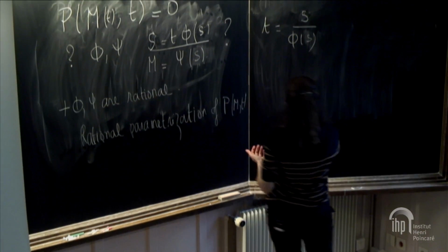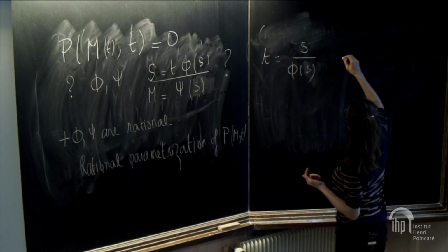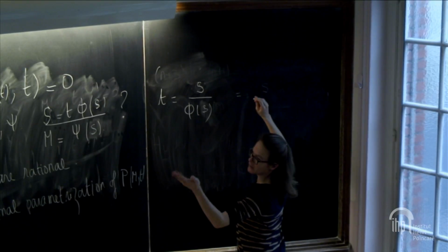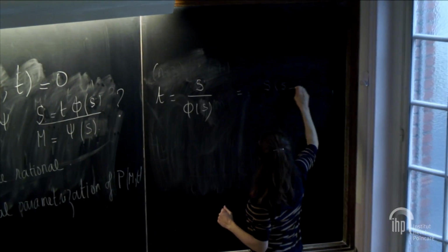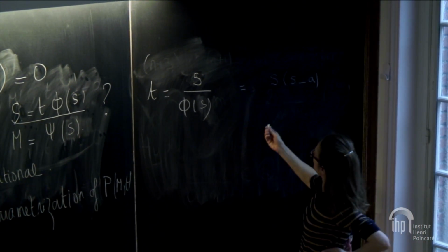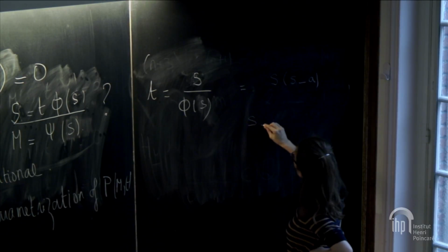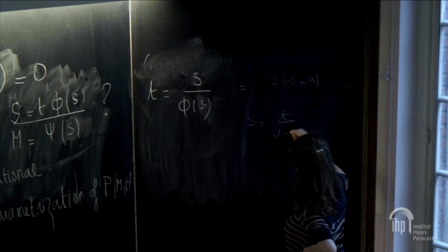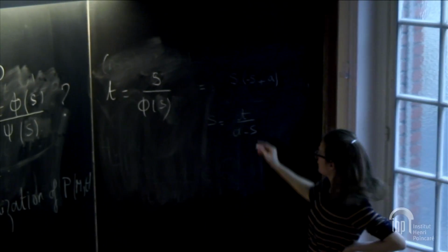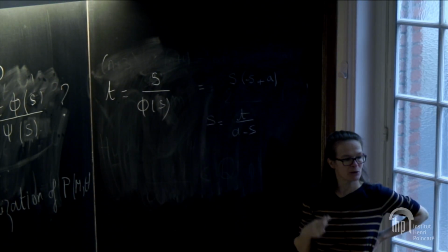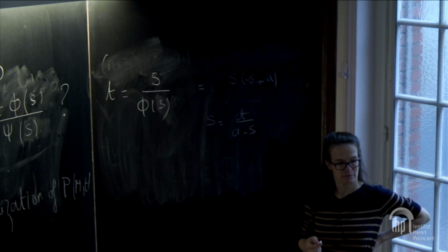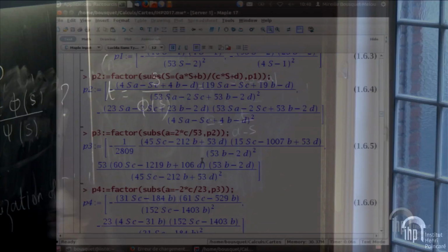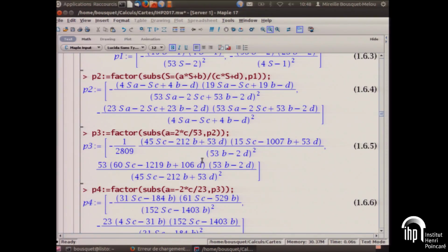So for instance, if I can get something like, heading to a quadratic, S times S minus some A, then S will be given by T over A minus S. And this will be a nice phi to compute its powers and extract coefficients and whatnot. That's just one choice. With this choice of A, I have killed the denominators.